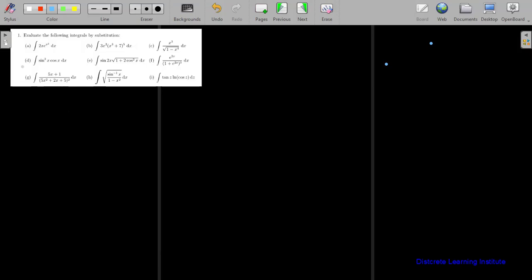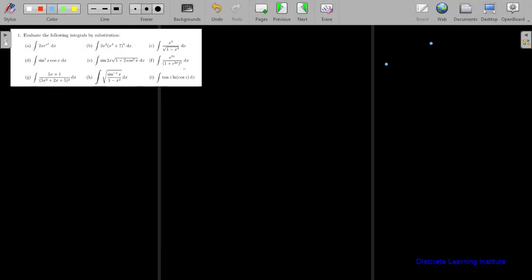We are going through tutorial sheet 3 on integration. So this is further integration, where we have some questions here to integrate using integration by substitution. So how do we go about integration by substitution?